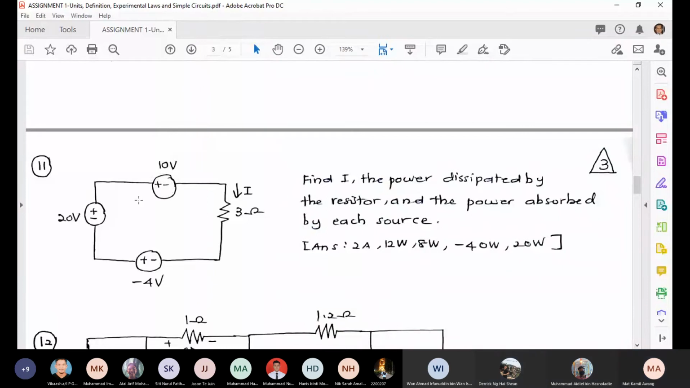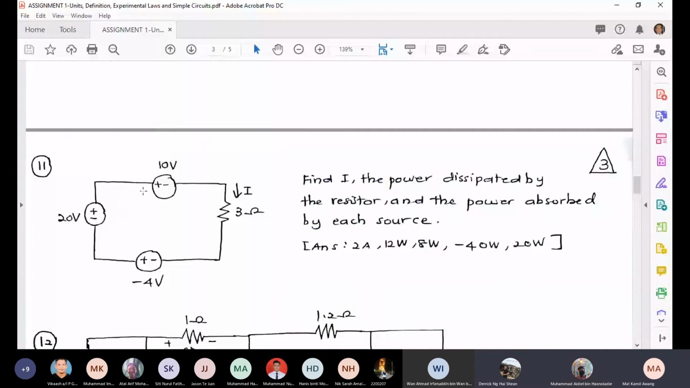20 multiplied by 2 is 40 because the current is this way. Negative. It says power absorbed is actually power generated by this one. Current is flowing out from the positive, so the power generated is 40 watts. So when it says absorb, we have to put a negative sign. So 40 watts.